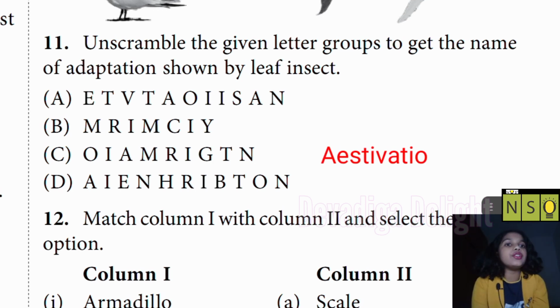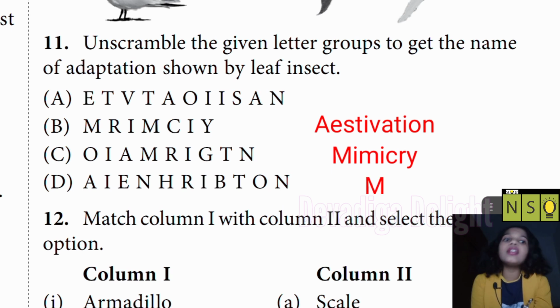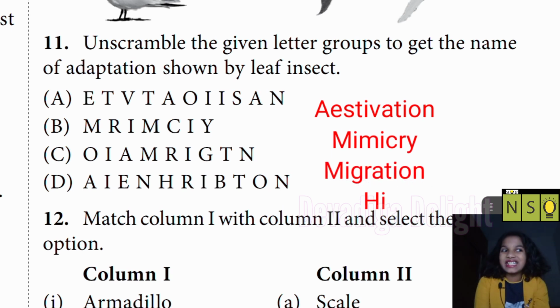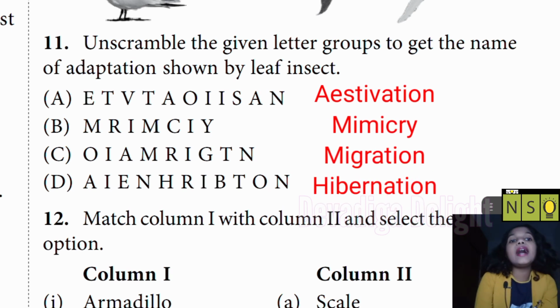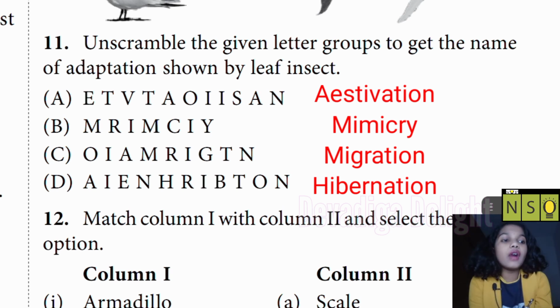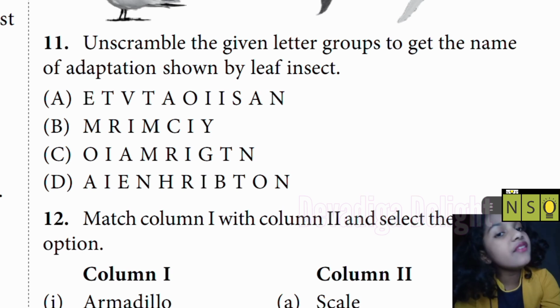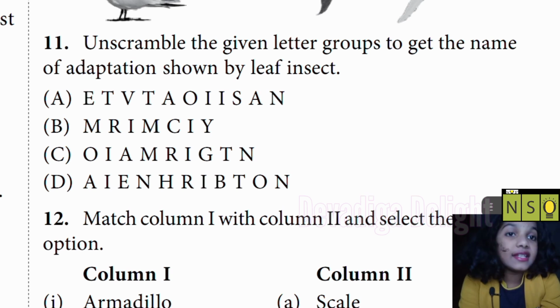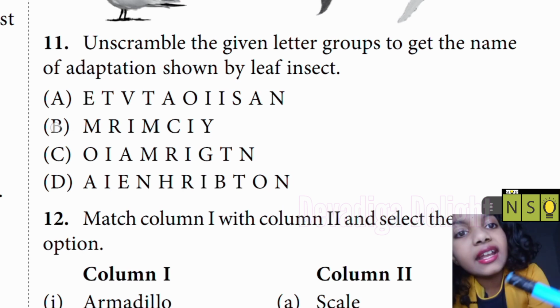D is hibernation. A leaf insect doesn't go on a long sleep in summer, and it doesn't go to other places because of unfavorable conditions. Neither does it go on a long sleep in the winter. Estivation, migration and hibernation don't apply, which leaves mimicry. The B one is mimicry, as I said, and a leaf insect mimics the leaf. So B is the right answer.